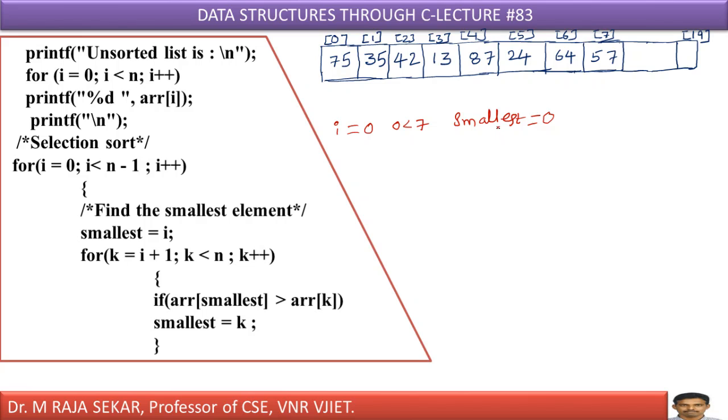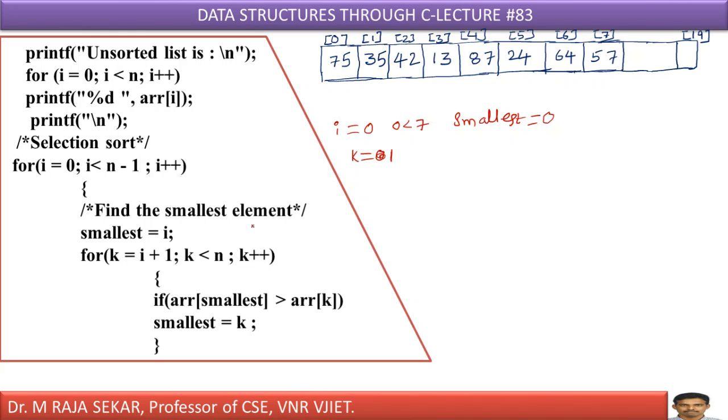At present my smallest number index is 0. That is, again let me say, smallest is a variable in which we will store the smallest element's index. Therefore, smallest equal 0. k equal to i plus 1. i plus 1 means what? 0 plus 1. That is k equal to 1.